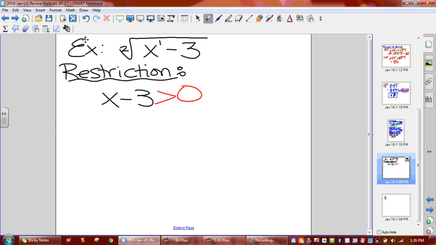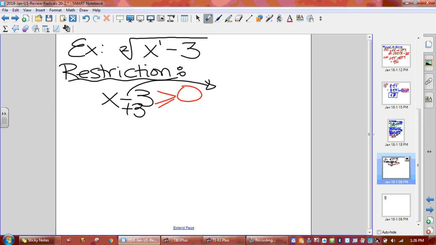Can you take the square root of 0? Yes, it's 0. Can you divide by 0? No, that's the only thing you can't do. You can't divide by 0. So now I'm going to literally solve. So if I solve this, it's a normal equation. Pretend that's an equal sign. I'm going to take my 3 over, so I'm going to add 3, and I'm going to add 3. So I get x greater than or equal to 3.